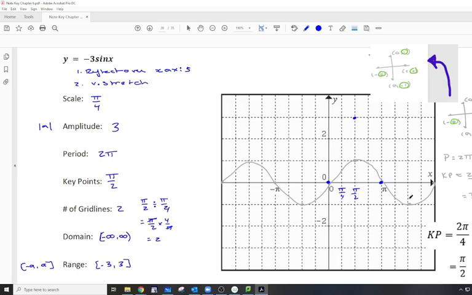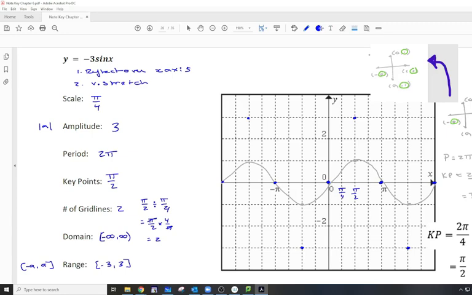Then I'm going to stretch this point at negative 1 down to negative 3, and then come back up to 0. And then I'll repeat this cycle the other way. So in 2 grid lines, I go down to negative 3, back up to 0, up to positive 3, and down to 0. Now, that would graph y equals 3 sine x.